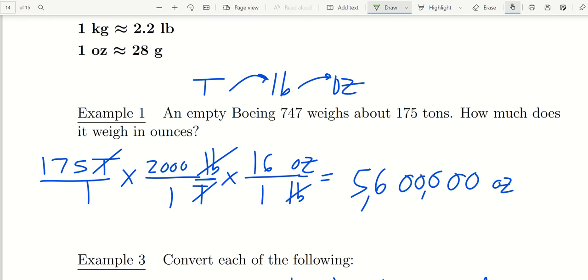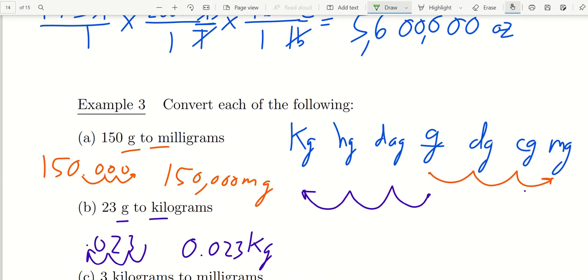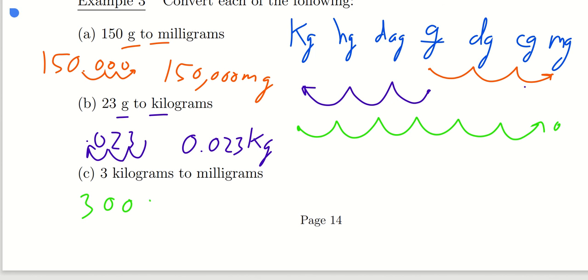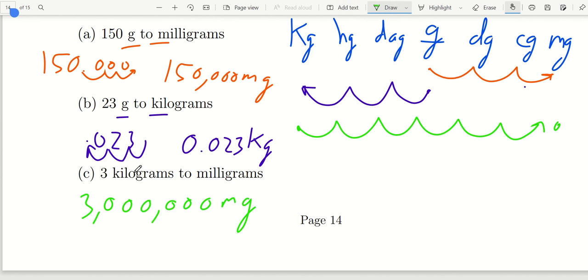And now we have one more. We want to convert from kilograms to milligrams. Kilograms is here, milligrams is there, so we have to go 6 places to the right. So we're going to have to add 6 zeros. That would give us 3 million milligrams. So 3 kilograms is equivalent to 3 million milligrams.